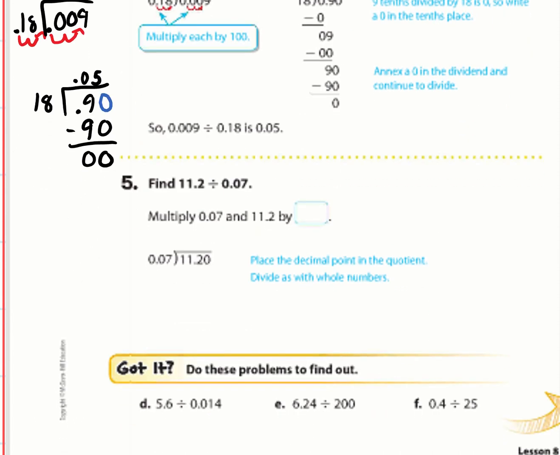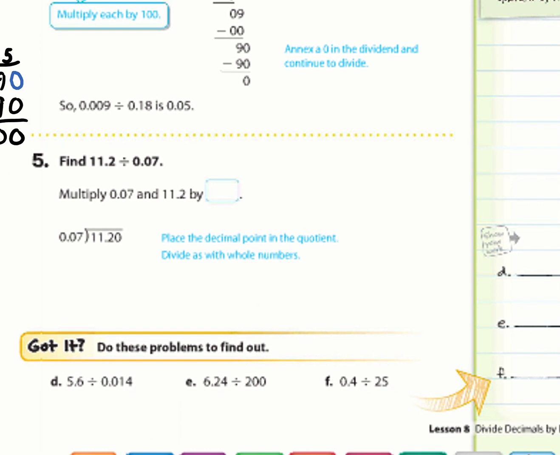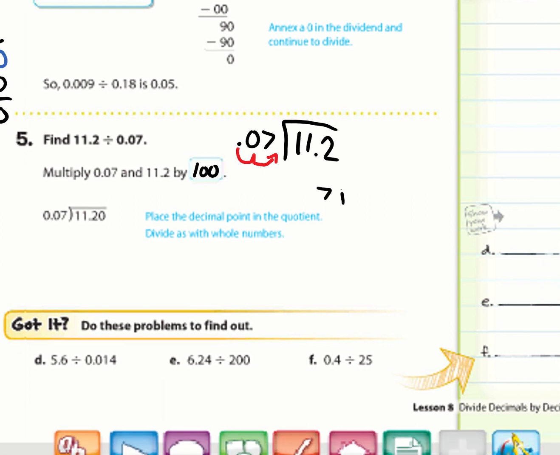Number 5, it says find 11 2/10 divided by 7/100. So I'm going to rewrite this. It always helps me to rewrite. That way I know what to do. So we have to move the decimal place to the right twice. So every time we move the decimal place, we're actually multiplying by 10 each time. So since this is times 10 again, so 10 times 10, we're multiplying both numbers by 100. So our new problem is going to look like this.